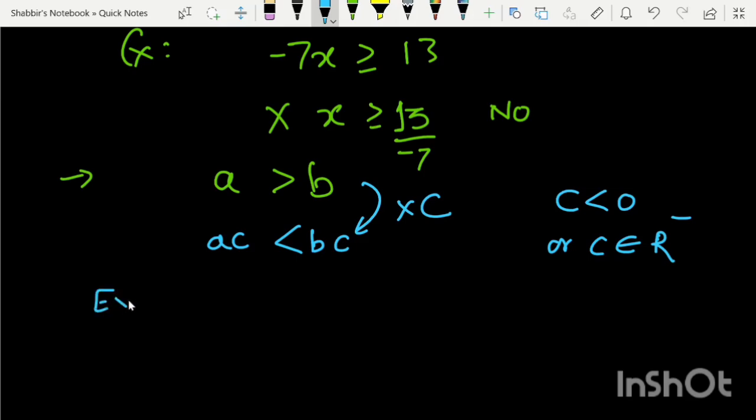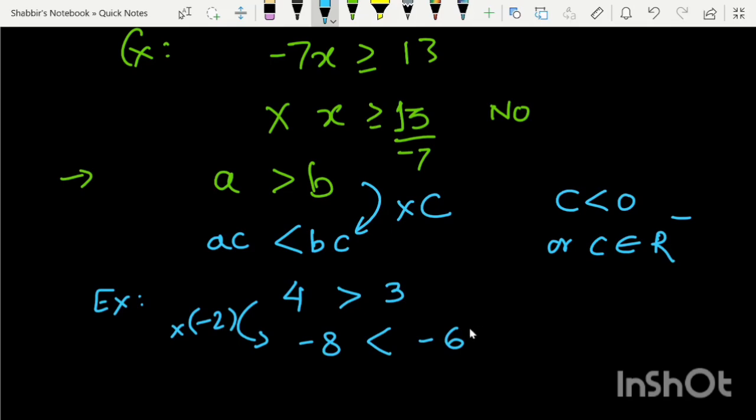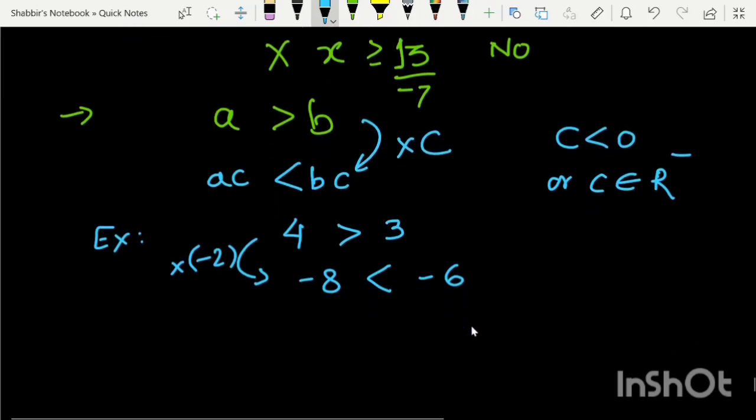So let's directly move on to some examples, like for example 4 greater than 3. Now if I multiply it by minus 2, this becomes minus 8, this becomes minus 6, right? 4 into minus 2 is minus 8, 3 into minus 2 is minus 6, and as you can see, minus 8 is lesser than minus 6. This example illustrates the rule.